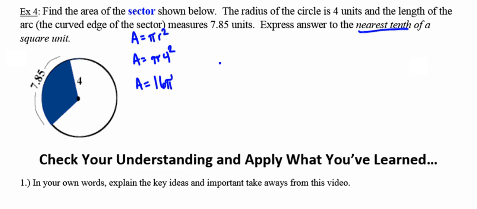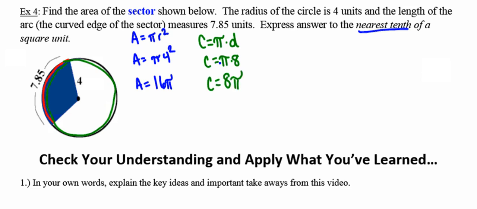The part of the circle that I have is that 7.85. We need to compare that to the entire circumference. So the next thing we need to do is find that circumference. And again, we want to compare the part to the whole. So the part of the circumference that we have is 7.85. The whole circumference is 8 pi.